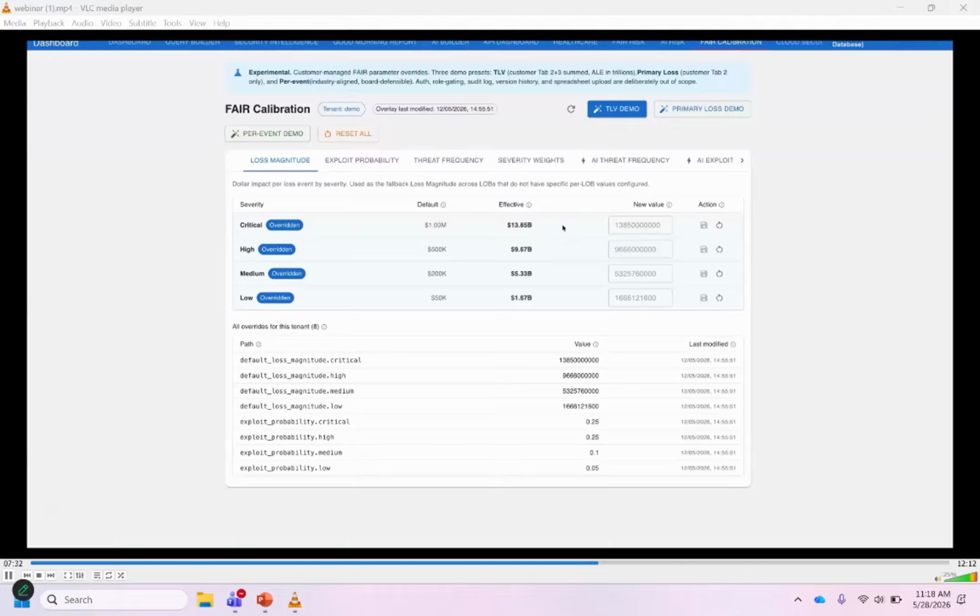The primary loss preset strips secondary and reputational figures back out, critical at around 1 billion. This is useful for a chief risk officer who wants a defensible, conservative number they can put in a regulatory filing. The per event preset uses industry-aligned single incident numbers, critical at 100 million.